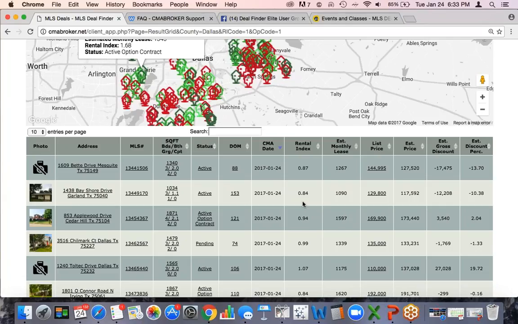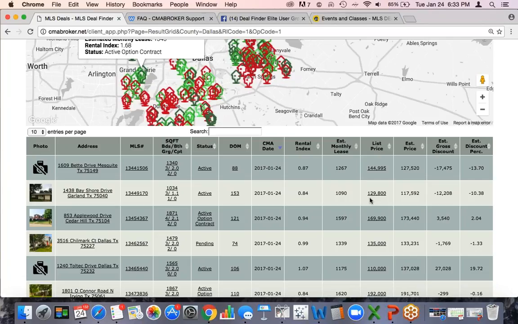If you're borrowing 84% of the asking price and you're putting 16% down, this is an acceptable property for you. If you're putting 20% down, it's going to be a pretty decent property.